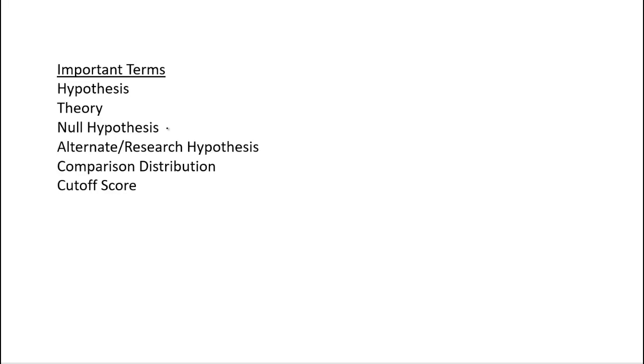Now, specifically in terms of what we think is going to happen, we have a null hypothesis and an alternate or research hypothesis. I probably use research hypothesis more than alternate hypothesis when I describe it, but just know that if I say alternate or research, I'm talking about the same thing. Let me start with the alternate or the research hypothesis. The research hypothesis is what we think will happen if there is an effect.